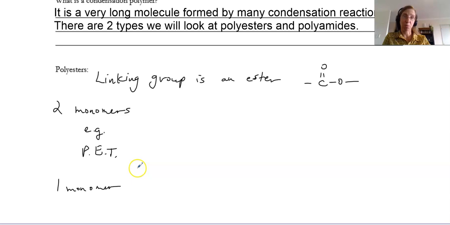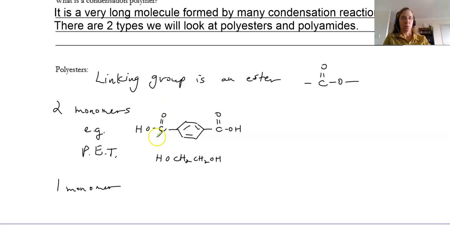Don't need to memorize any of these examples, but if I give you the monomer, I will ask you to write the polymer for me, or if I give you the polymer, then be able to see from that what was the monomer. This one's called PET. Here are the two monomers. When there are two monomers, one monomer will have the same functional group on two sides. So this is a diacid.